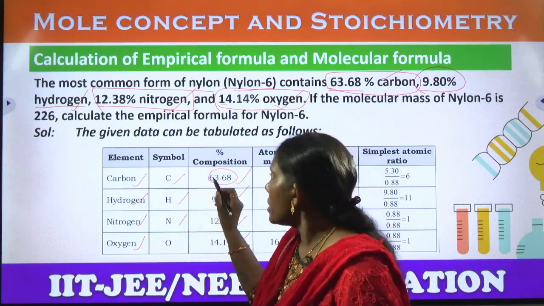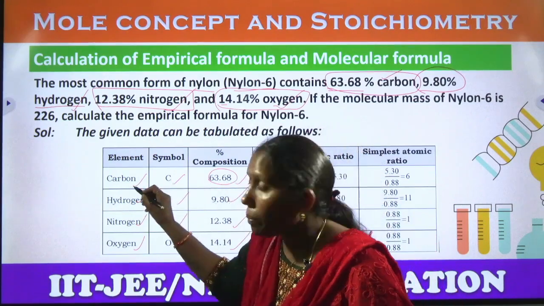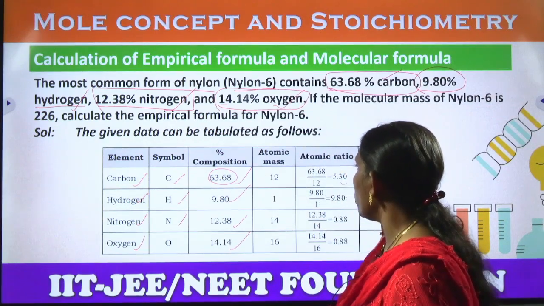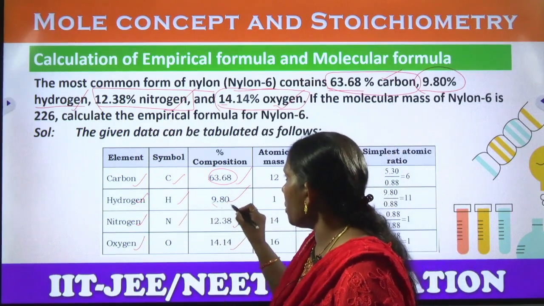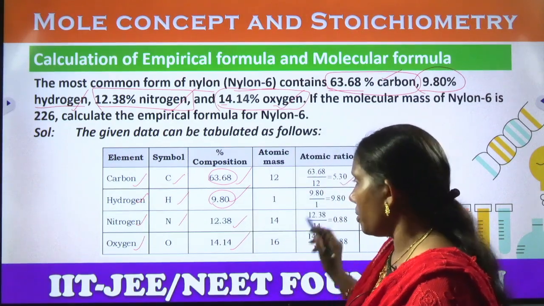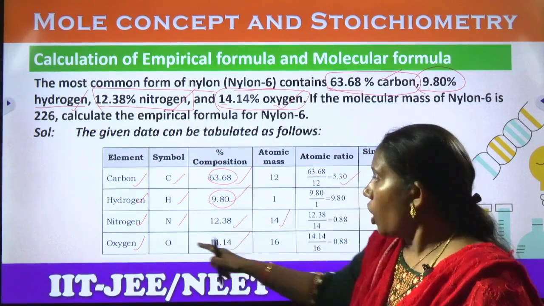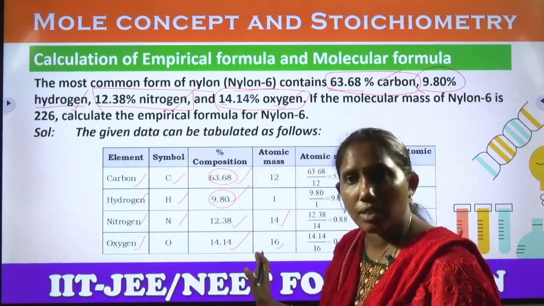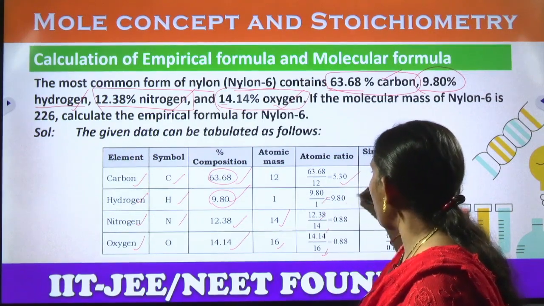Suppose carbon is there: 63.68 is the percentage given in the problem, divided by the atomic mass of carbon; that means 63.68 by 12 is the atomic ratio. Like that you have to do for all the elements. Hydrogen is 9.80%, and its atomic mass is 1, so 9.80 by 1. Nitrogen's atomic mass is 14, so 12.38 by 14. For oxygen, 14.14 is given and its atomic mass is 16, so 14.14 by 16. Just calculate this, and you will get some numbers, right?